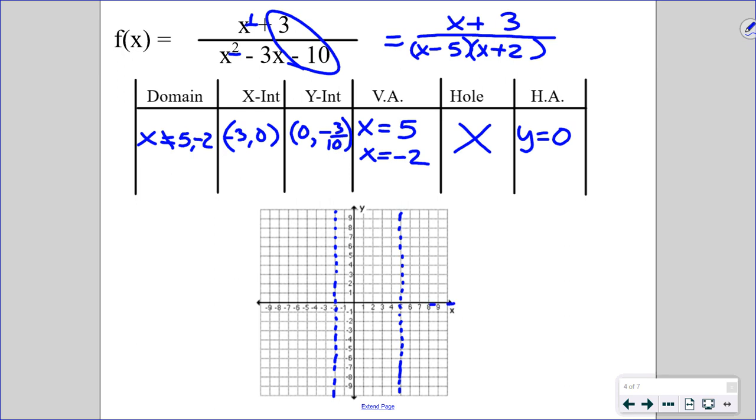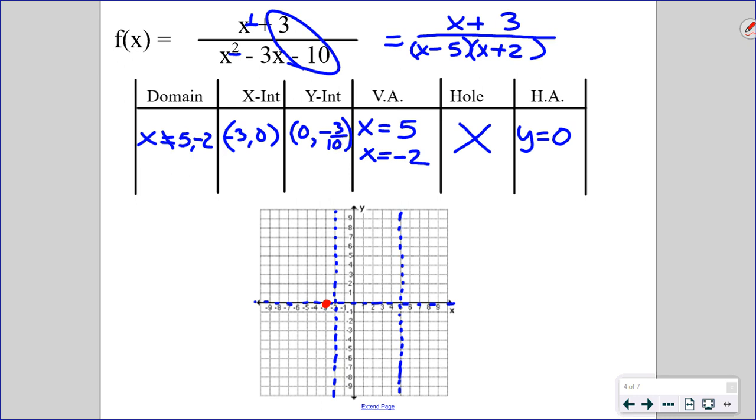And then y equals 0 is our HA. Okay, then our x-intercept is (-3, 0). Let me put that in a different color. Okay, some of you are probably going, wait a minute, something must be wrong. We can't have a point on the horizontal asymptote. Well, we actually can have a point on the horizontal asymptote.